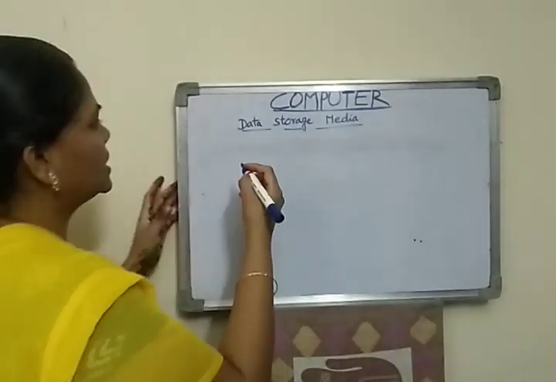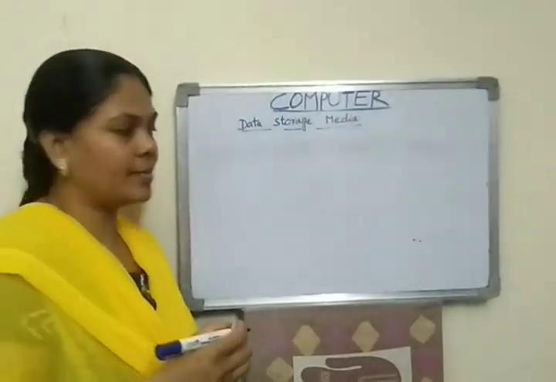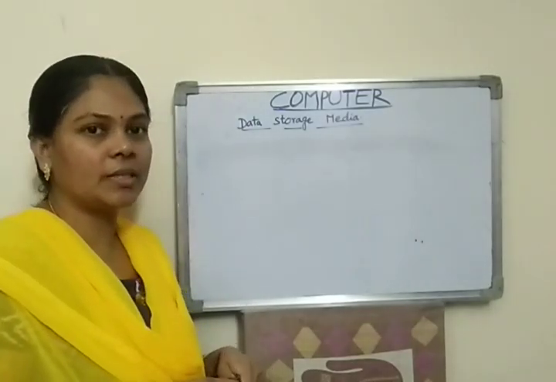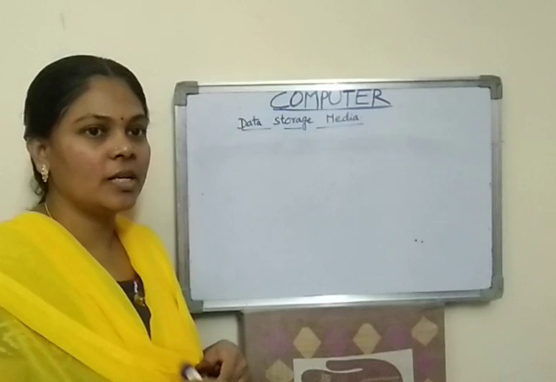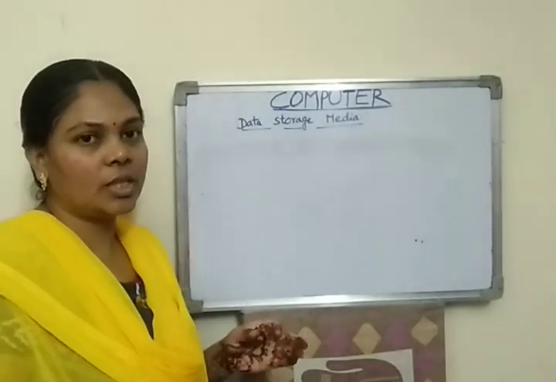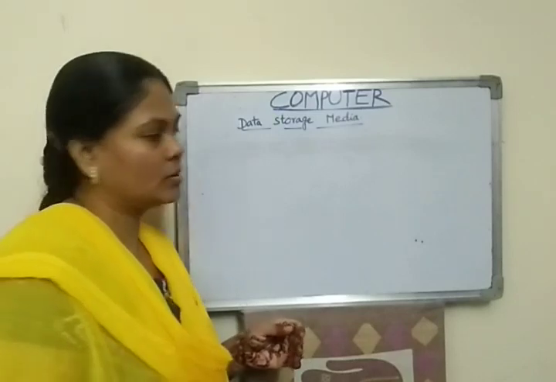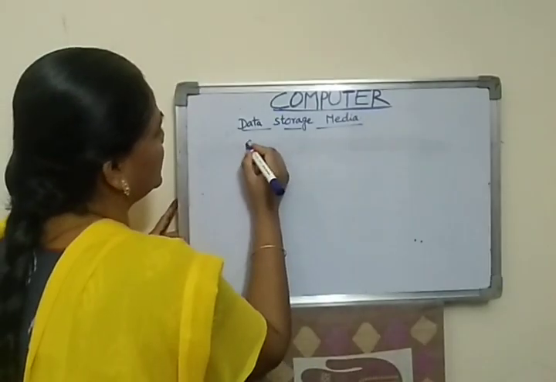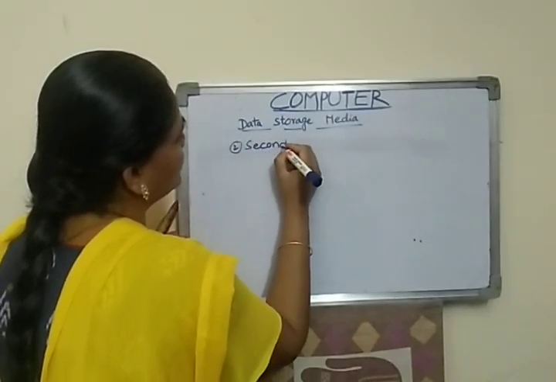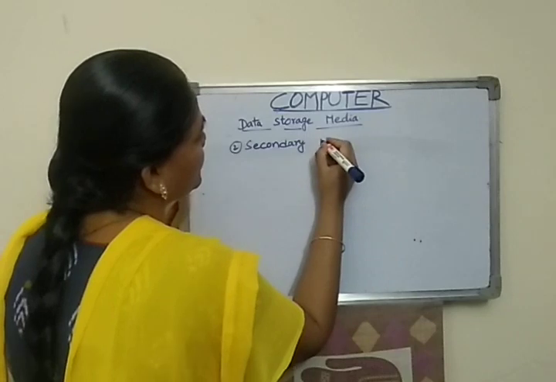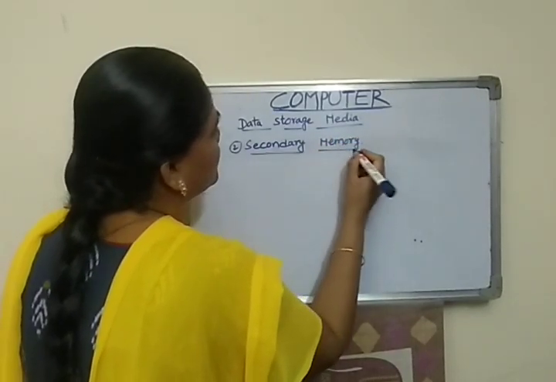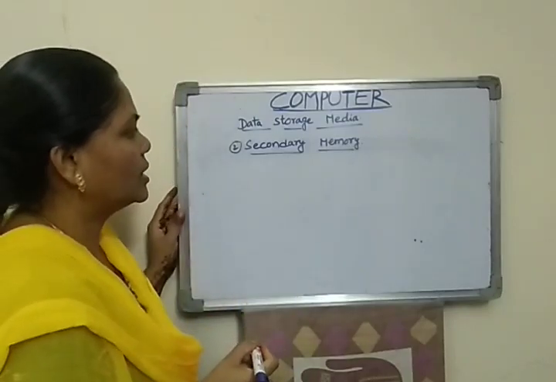Now we will see what is the secondary memory and what are those secondary memory devices. Secondary memory is nothing but the devices which are connected inside the cabinet or outside of the cabinet through cables. These are connected to the cabinet from external.